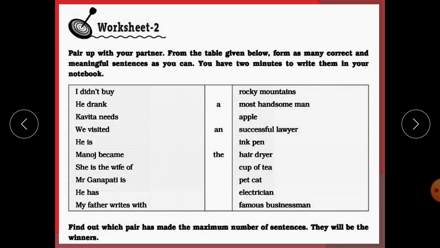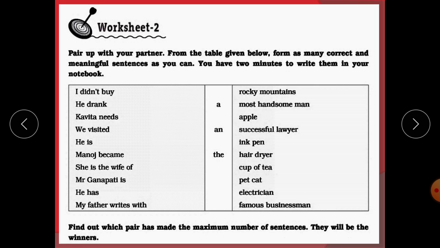Now, move on to worksheet number 2. Yes, beta, what do you have to do here? Pair up with your partner from the table given below. Form as many correct and meaningful sentences as you can. Okay, you have 2 minutes to write them in your notebook. After completing these sentences, beta, you can write them down in your rough notebook for practice. Let's take some examples and others you have to try yourself.